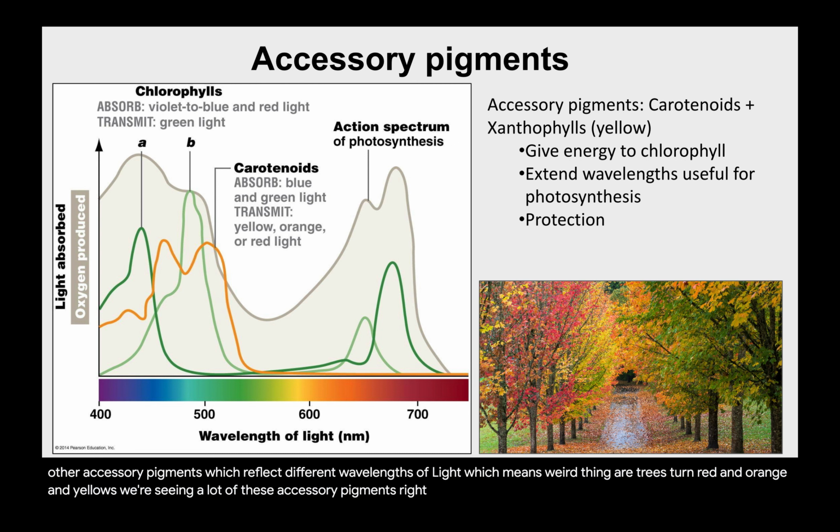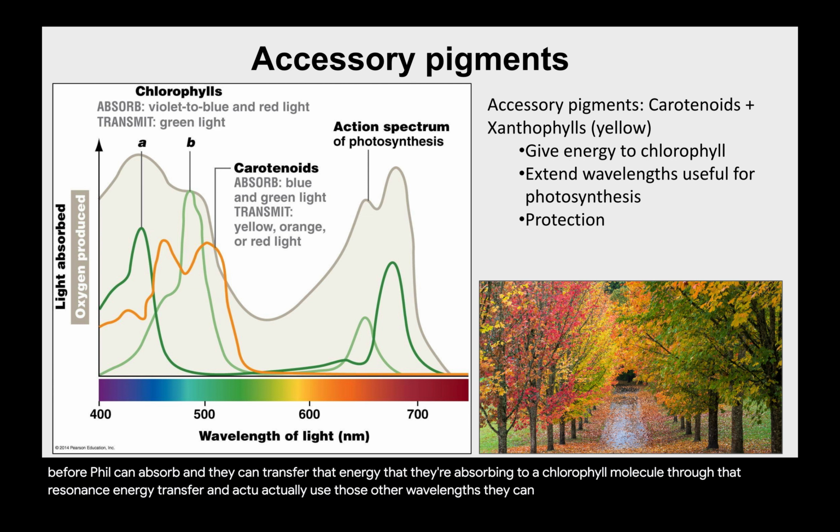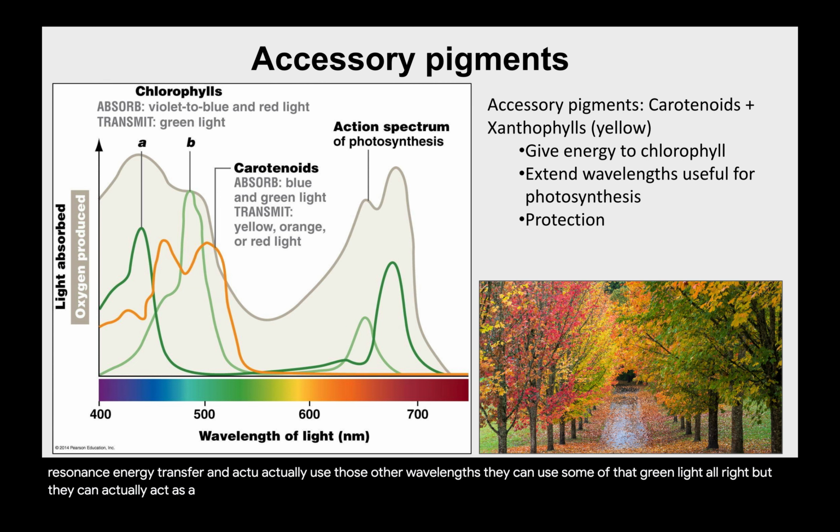So they're absorbing in these different wavelengths here, wavelengths that chlorophyll cannot absorb. And they can transfer that energy that they're absorbing to a chlorophyll molecule through that resonance energy transfer and actually use those other wavelengths. They can use some of that green light, right? But they can actually act as a form of protection as well, right? So some of these pigments kind of act like the sunscreen of a plant, right? Light is another good example of too much of a good thing can actually harm a plant.